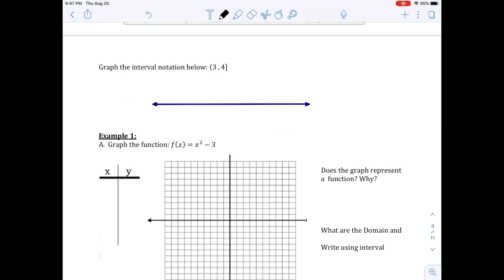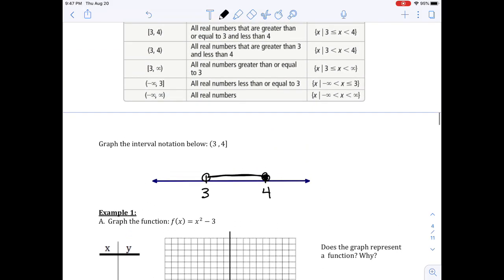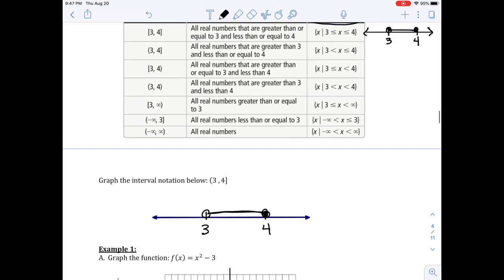Okay, let's graph the interval notation below. So between 3 and 4, so we're going to have a 3 and a 4 on our number line. That rounded bracket by 3 or that parentheses means we don't include it. The square bracket by 4 means we do include it. So we would close that dot in, and then it is everything between 3 and 4. If we were to write that using interval notation, or inequality notation, I believe that is this one right here.